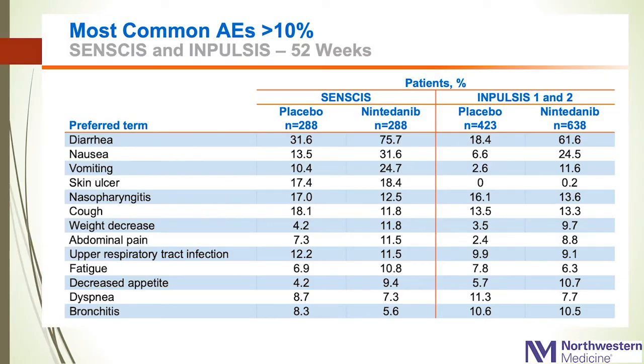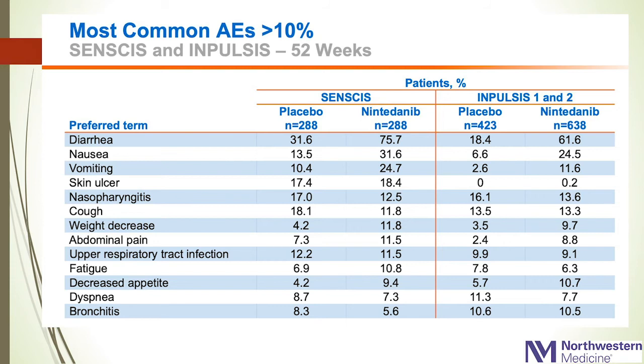This drug is difficult to take. As you see, these are the groups here. This was placebo. This was patients in the SENSCIS trial, so it's scleroderma, who got Nintedanib. This is the combination of INPULSIS 1 and 2, the study in our patients with idiopathic pulmonary fibrosis.